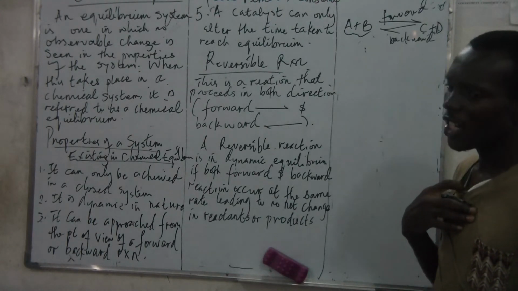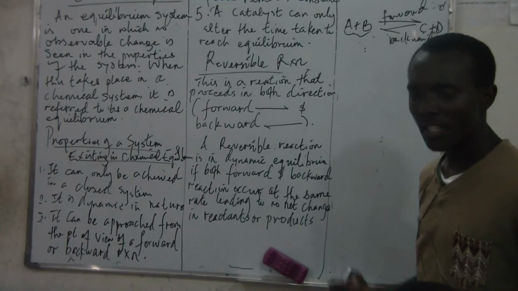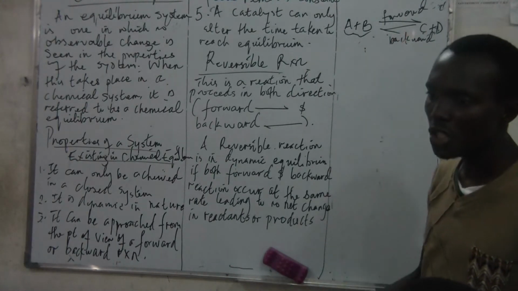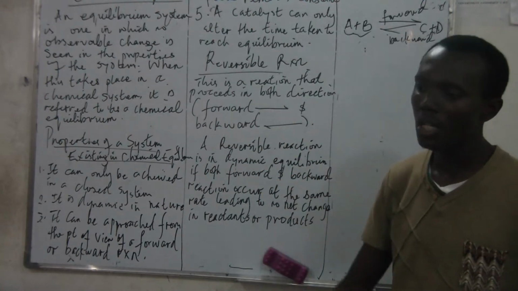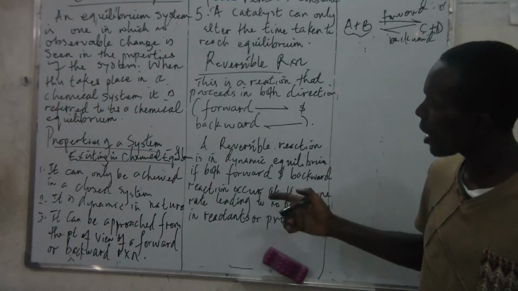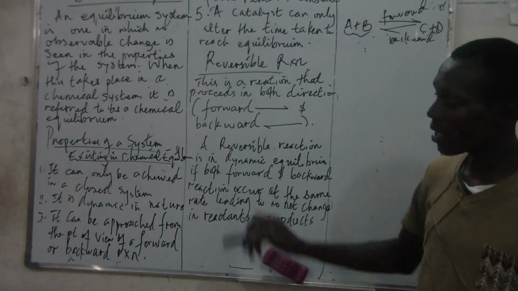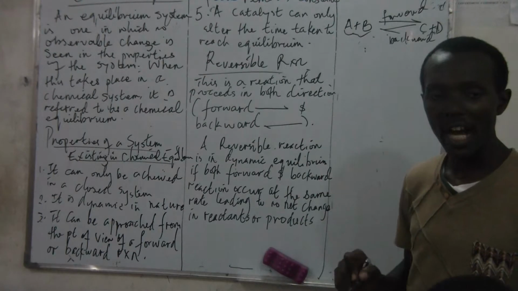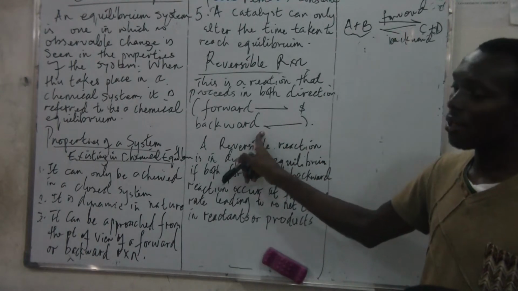The next thing we'll look at today is what we call a reversible reaction. This kind of reaction is one that proceeds in both directions, the forward direction and the backward direction. The forward direction is indicated with the arrow that is pointing forward, like a half arrow. And the backward reaction is indicated with an arrow that is pointing backwards.